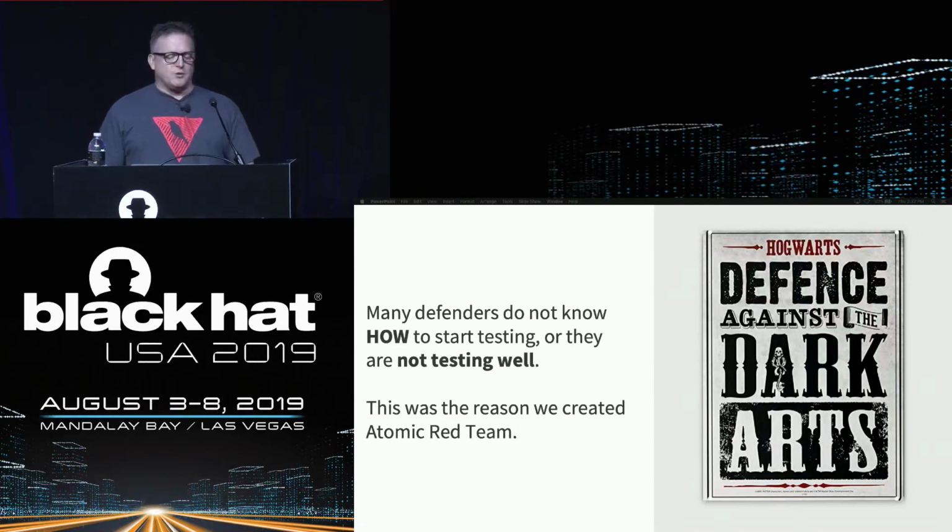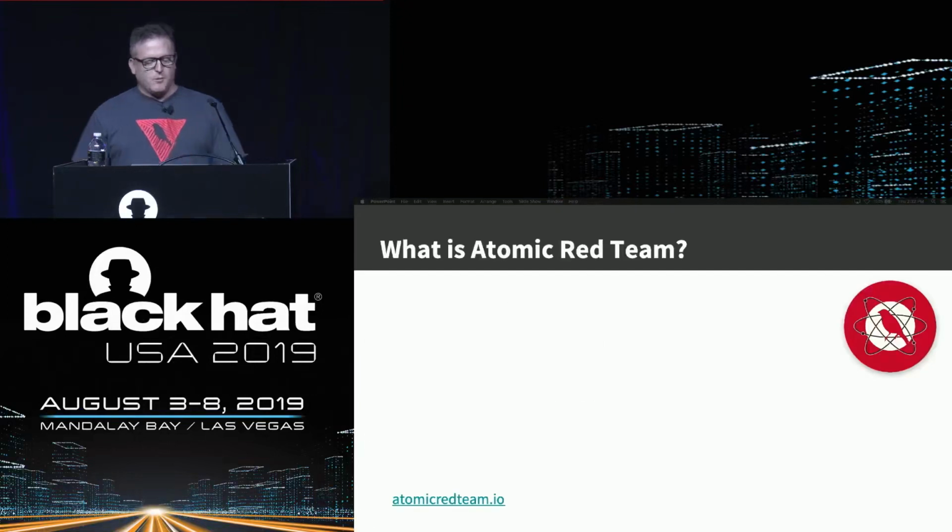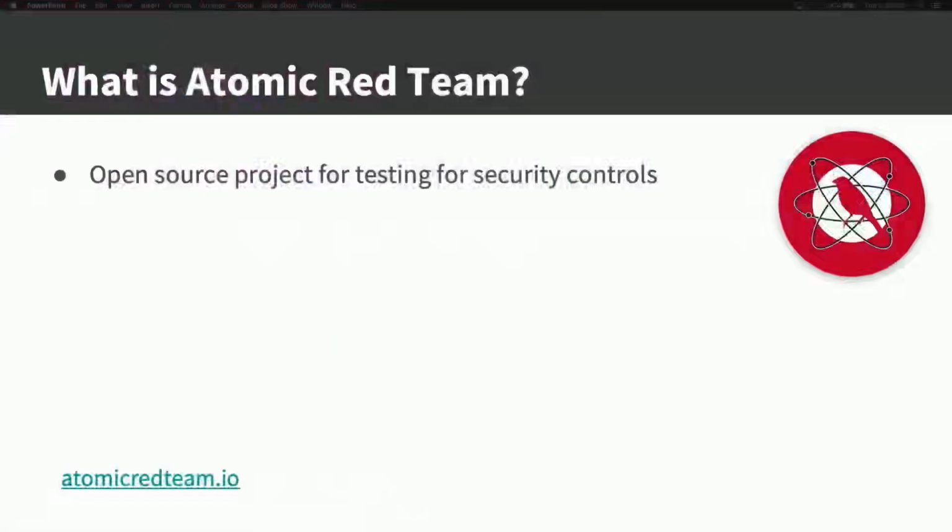One of the reasons that we created Atomic Red Team was to help teams have at least a tool that they could use to begin understanding or test some of their detections. Some of you may have heard of Atomic Red Team. For those of you who haven't, it's a free open source project for testing security controls. It's really primarily focused on the endpoint, so we're able to exercise various tests.